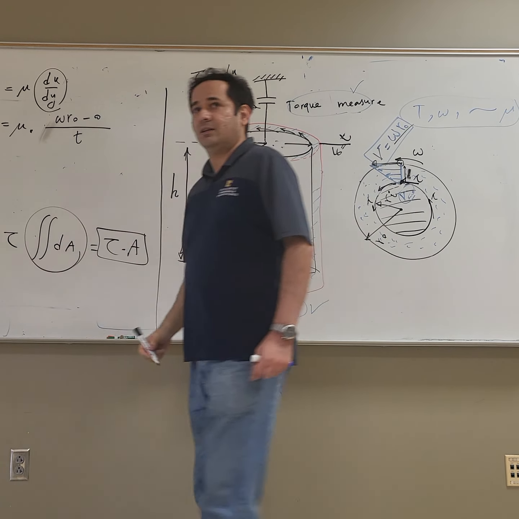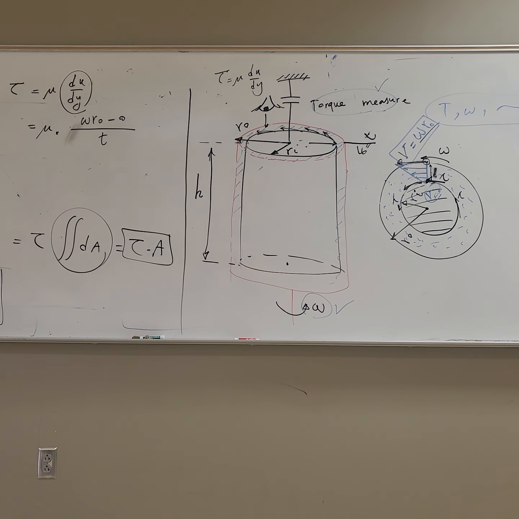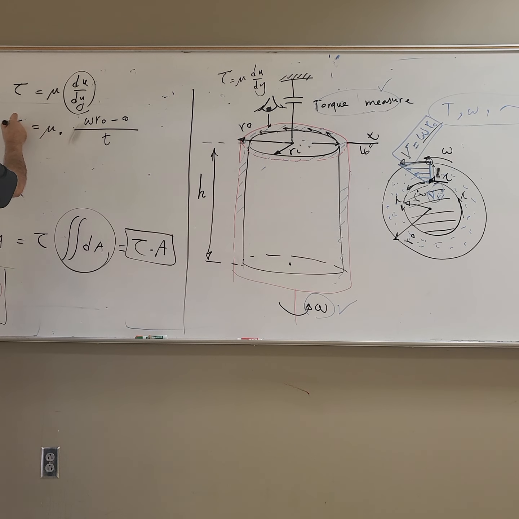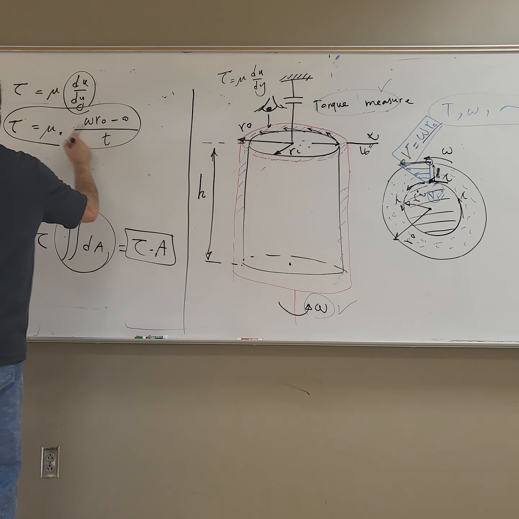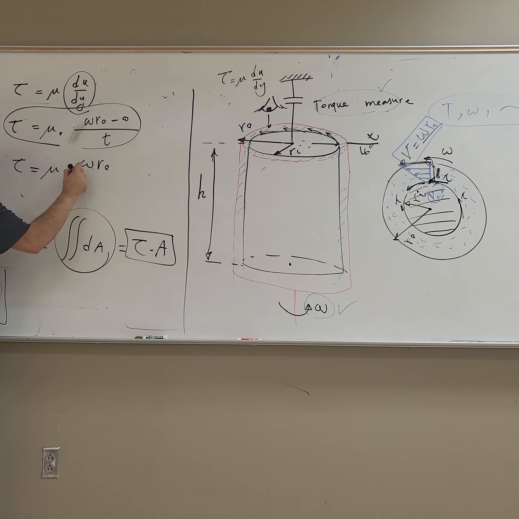T. The distance in the y. What's the distance in the y? The delta y, the thickness, right? So you get that relation. Tau is equal to, if I simplify that, just get rid of that 0. Tau is equal to mu 0 omega Ro divided by T.